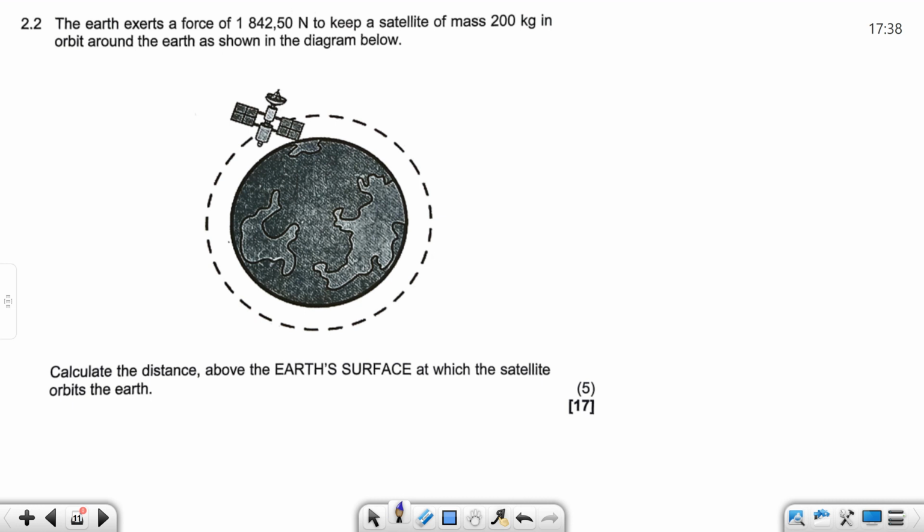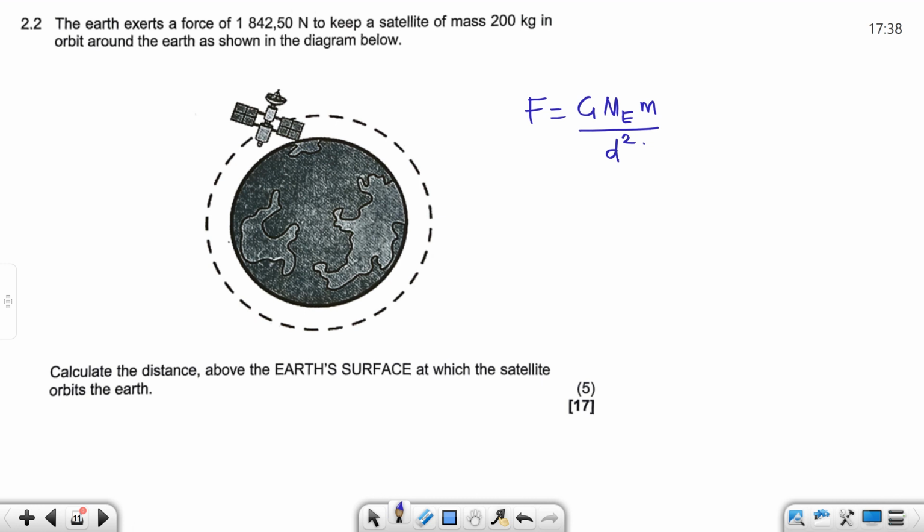Okay, everybody, I hope we're okay. Newton's law of universal gravitation. Once I see that, I know that they're talking about that. The Earth exerts a force of 1842,5 N to keep a satellite of mass 200 kg in orbit around the Earth as shown in the diagram. Calculate the distance. Since we're talking about universal gravitation, I'm sure we all know the formula. F equals G M1 M2, or the mass of the Earth and the mass of the satellite, over d squared.